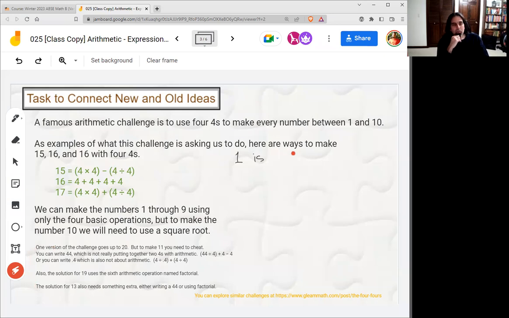So can anyone figure out 1? How do we use 4 4s together to make 1?